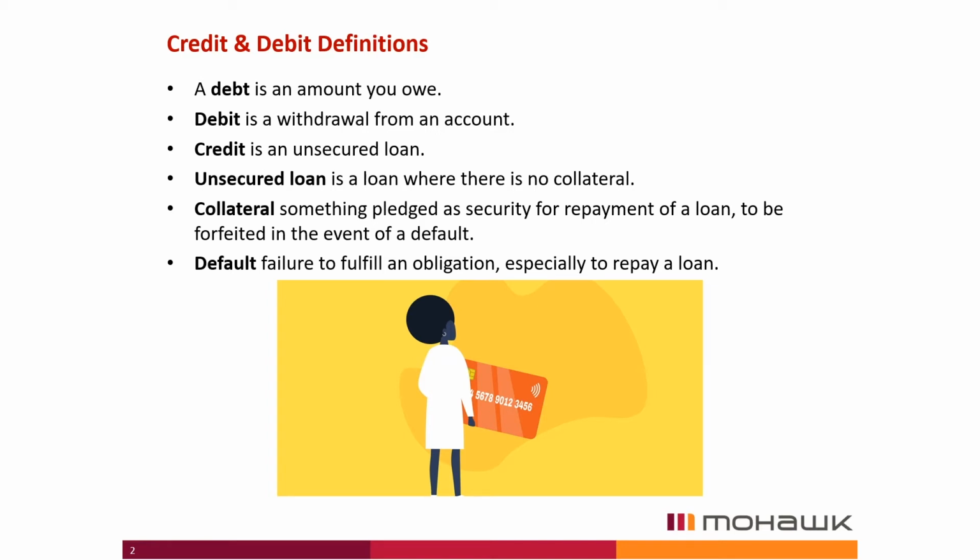Here are some credit and debit definitions. A debt is an amount that you owe. A debit is a withdrawal from an account. Credit is an unsecured loan. An unsecured loan is a loan where there's no collateral. Collateral is something that is pledged as security for repayment of a loan, and it could be forfeited in the event of default. Default is failure to fulfill an obligation, especially to repay a loan.